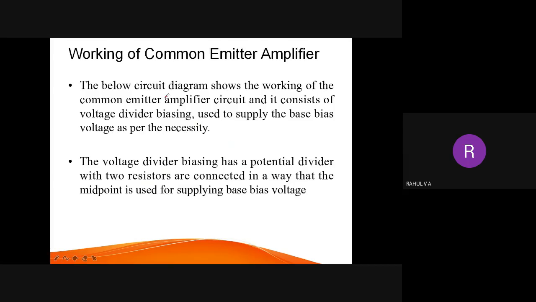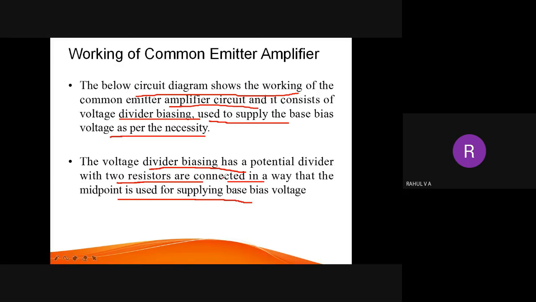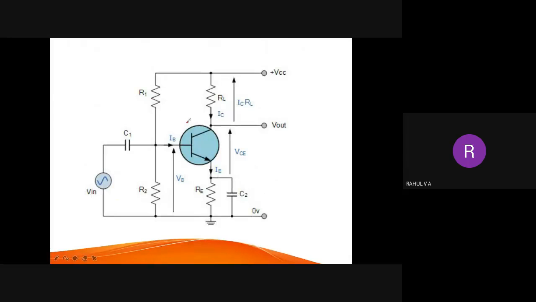So now we will go for the explanation. The circuit diagram below shows the working of the common emitter amplifier circuit. It consists of voltage divider biasing, used to supply the base bias voltage as per the necessity. The voltage divider has a potential divider with two resistors connected in a way that the midpoint is used for supplying the base bias voltage.